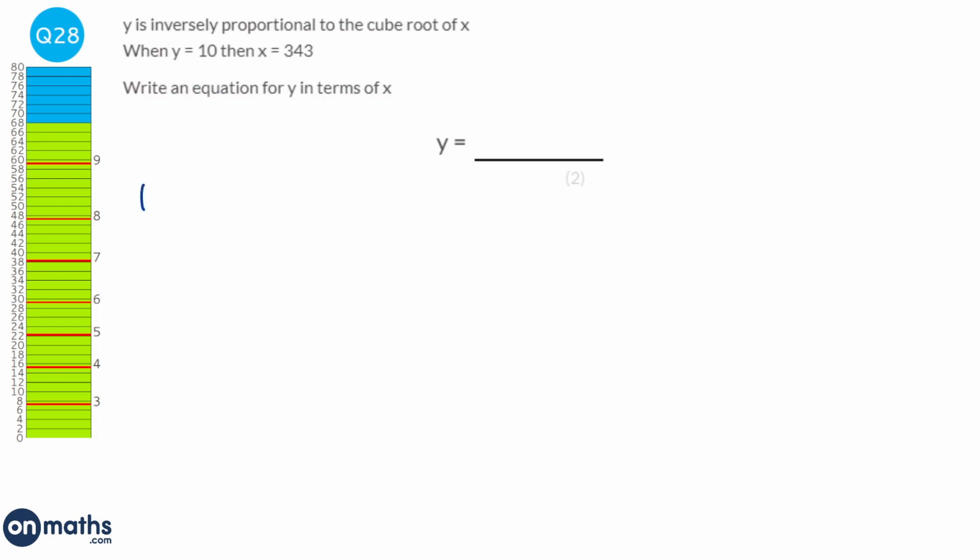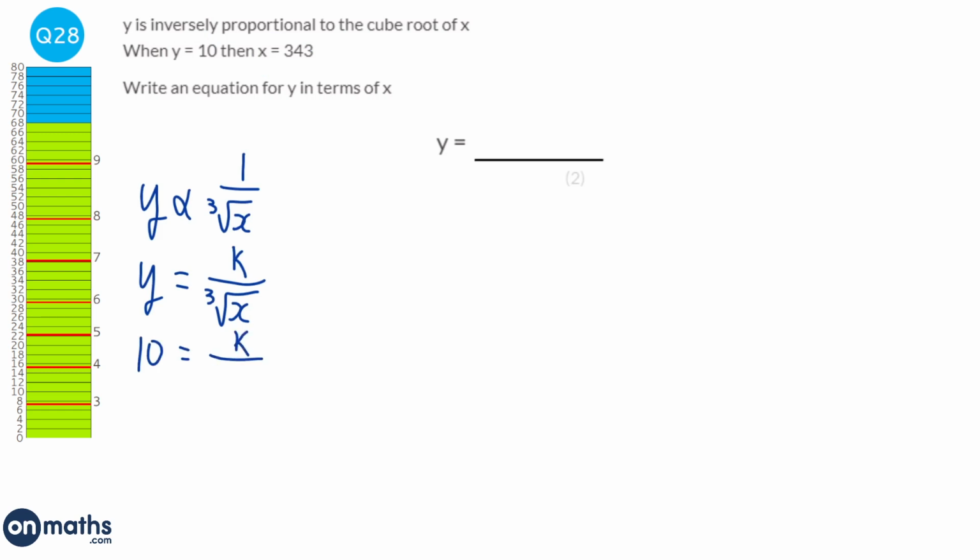So we're told that y is inversely proportional to the cube root of x. And to get rid of this proportionality sign here, we just convert it to an equals and times the right hand side by k, which represents a constant. And we now need to figure out what that constant is. So we're going to feed in the values of y and x that are given to us in the question. So we've got 10 equals k over the cube root of 343.